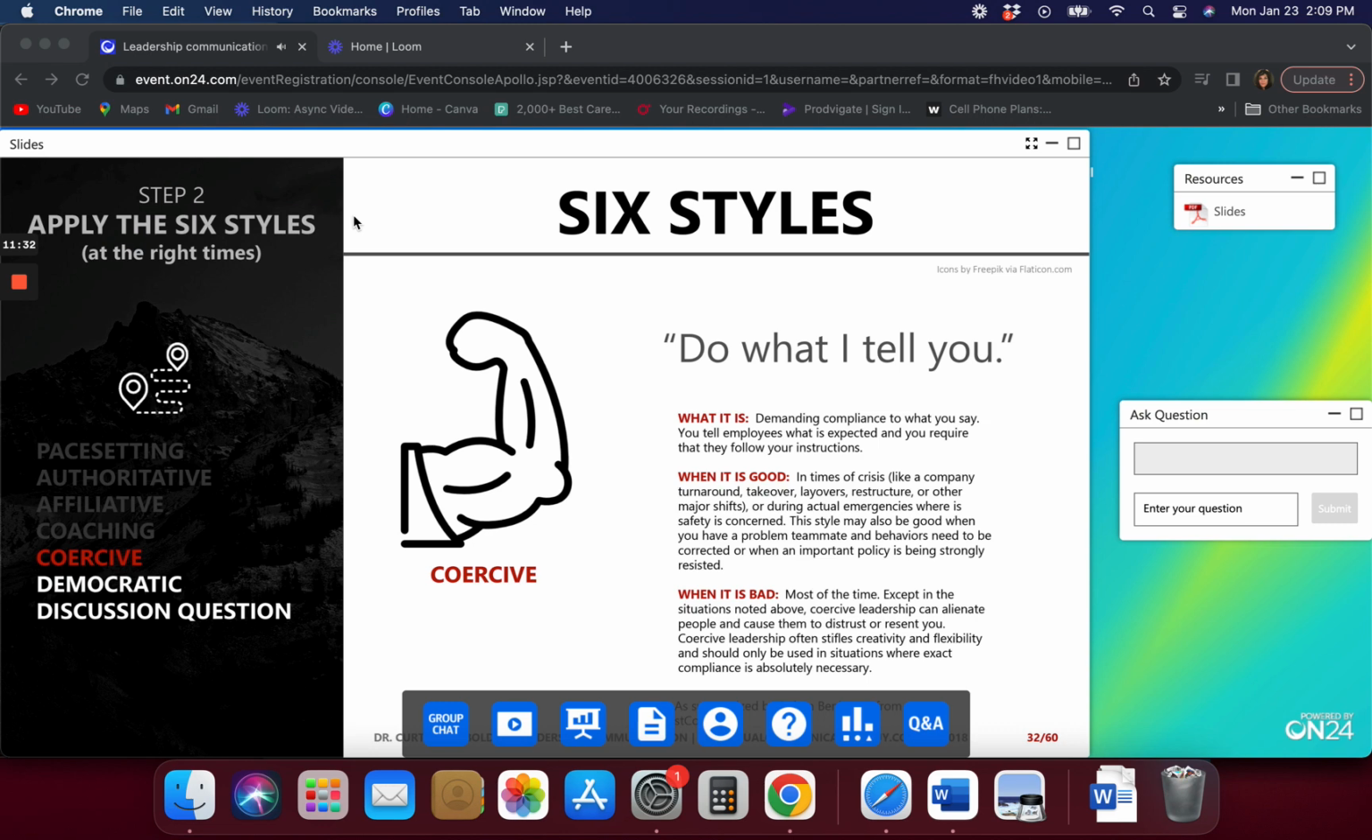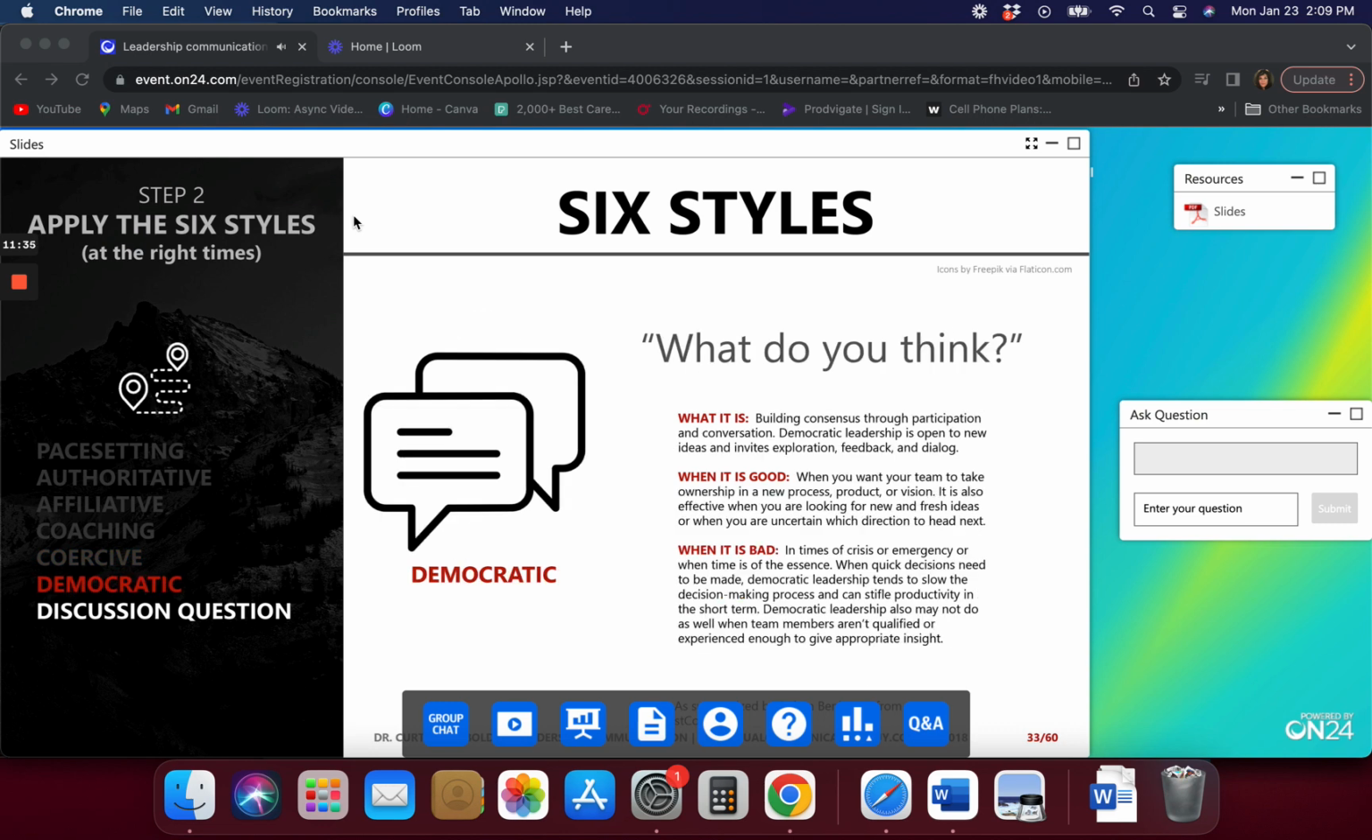Okay, and the sixth one I want to mention today is democratic leadership. This is the idea of opening up the floor for conversation and discussion in order to improve what's happening and to really get some feedback about what's going on in the workplace. So this is building consensus through participation and conversation. Democratic leadership is open to new ideas and invites exploration, feedback, and dialogue.